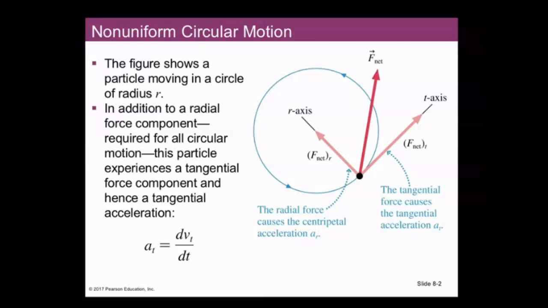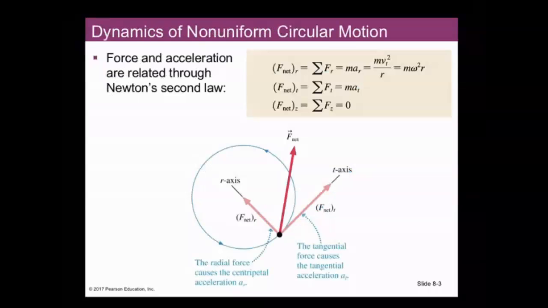If we look at the figure, we see our familiar radial force acting inwards that causes a centripetal acceleration, a sub r. But now we're adding a tangential force along the t-axis, and this tangential force causes a tangential acceleration, a sub t. Force and acceleration, of course, are related by Newton's second law.